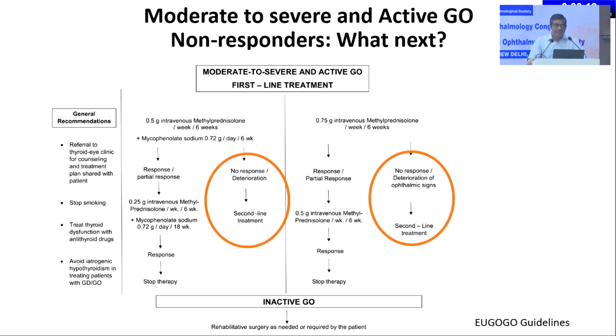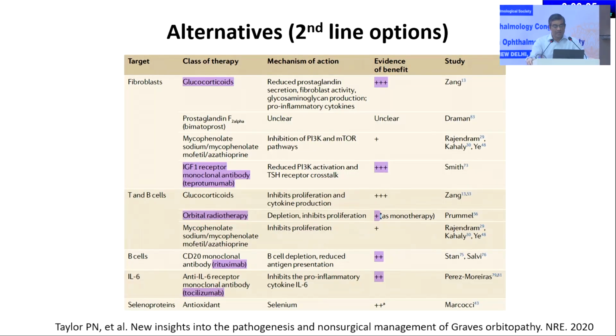There will be some patients who partially respond at 6 weeks. If there is a partial response, one can continue with the full dose regimen. But if there is no response and there is a deterioration, one has to switch to the second line treatment strategies. So what comes in the second line treatment strategies?